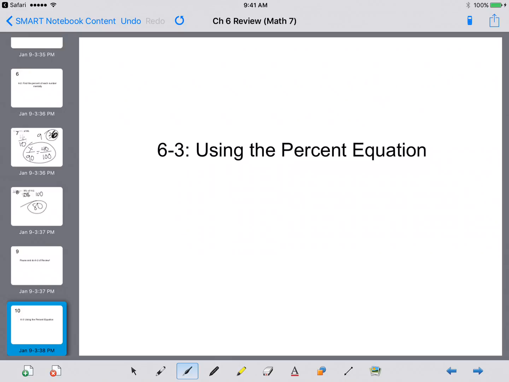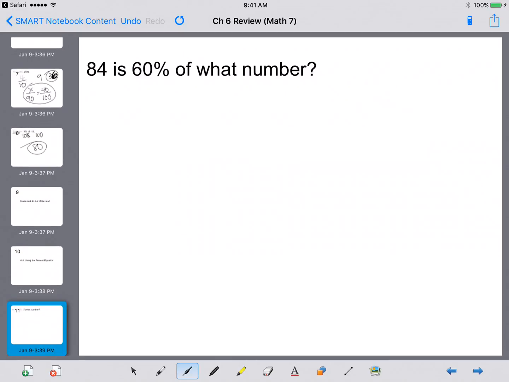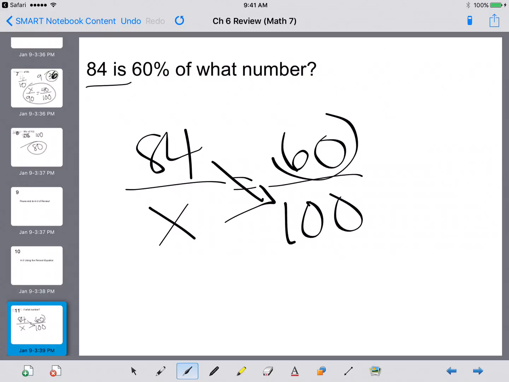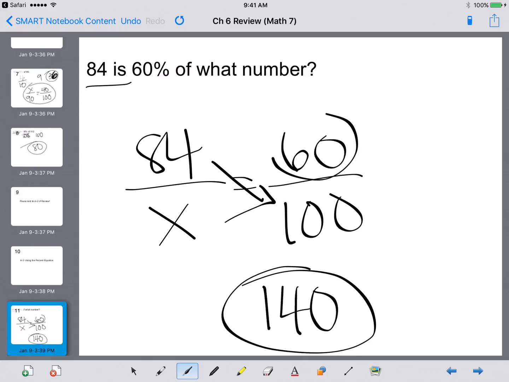Moving on here, we've got 6.3 using the percent equation, and it wants to know 84 is 60% of what number? So our is over of equals percent over 100. 84 is, so that goes on top. 60%, percent over 100. We're going to solve there. Cross multiply and divide. 84 times 100 is 8,400 divided by the number that's left. So 8,400 divided by 60 gets us 140. And there's your answer.